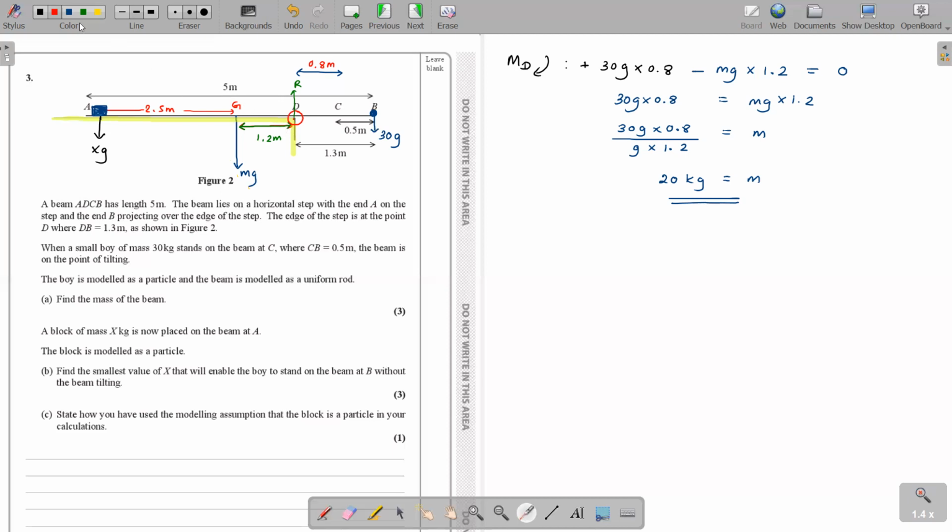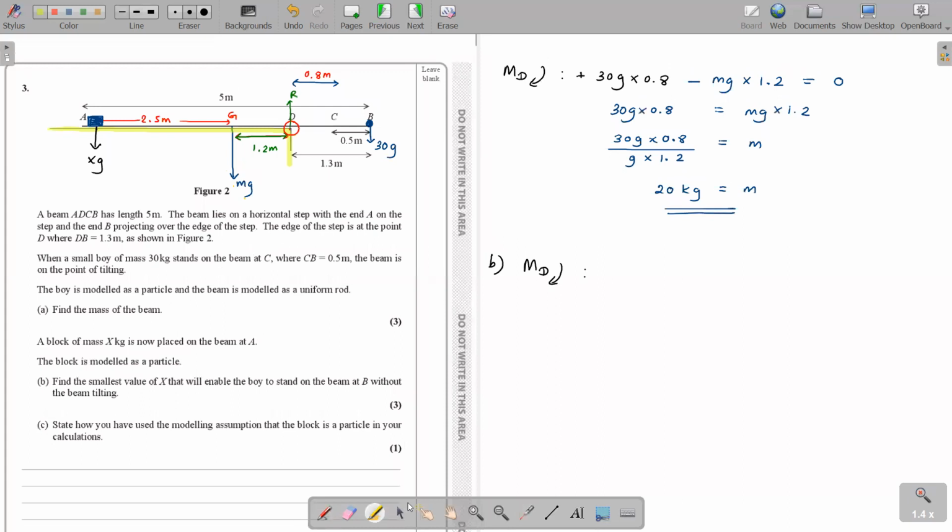So again, what do we do for part B? You again take moments around the point D. Now how many forces are there? There's 30g, there's mg and there's xg. There are three forces to consider moments for. Let's take moments. 30g gives you a clockwise moment around D. So take the clockwise moment: 30g into 1.3. Is that okay? 30g into 1.3 is a clockwise moment.